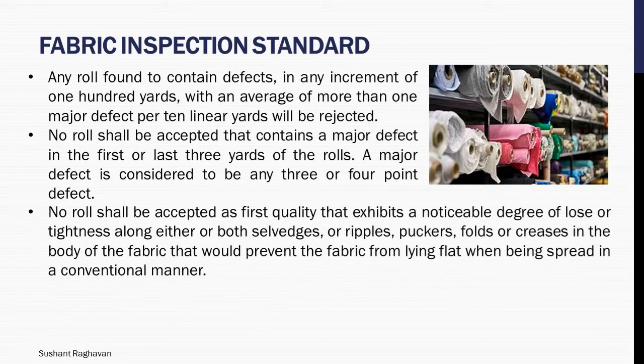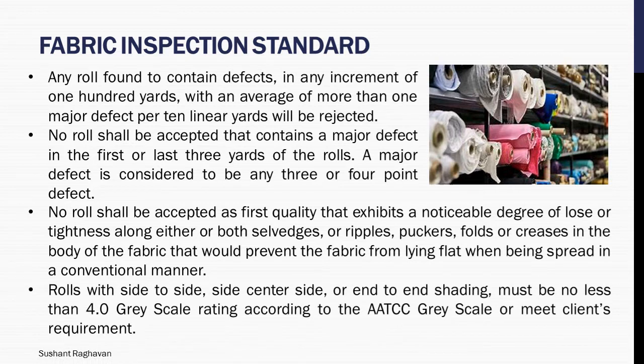No roll shall be accepted as first quality that exhibits a noticeable degree of looseness or tightness along either or both selvages, or ripples, puckers, folds or creases in the body of the fabric that would prevent the fabric from laying flat when being spread in a conventional manner. Rolls with side to side, side center side or end to end shading must be no less than 4.0 grayscale rating according to the AATCC grayscale or meet the client's requirement.